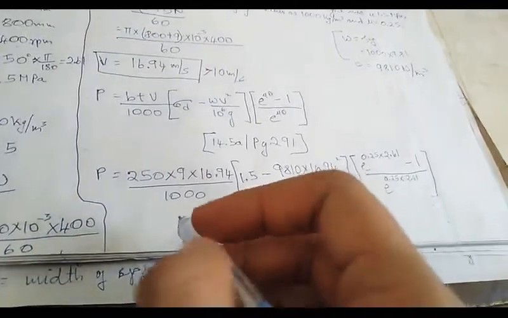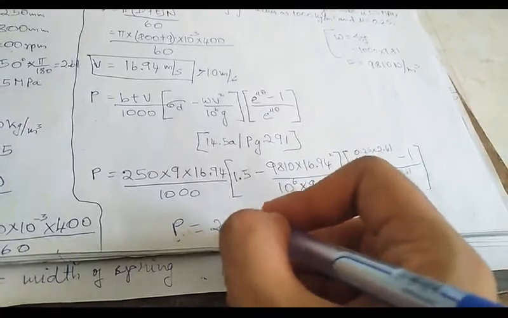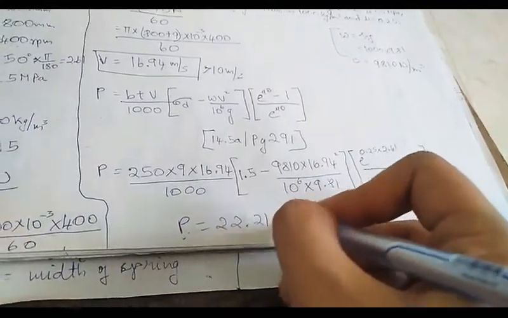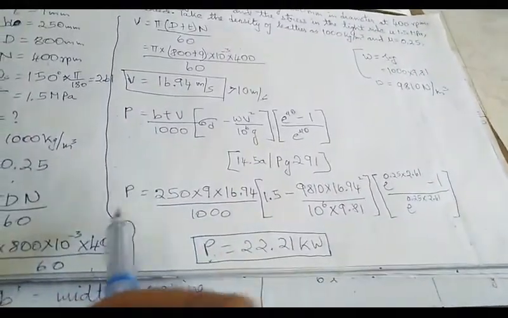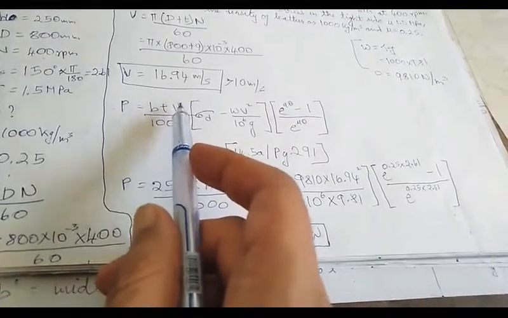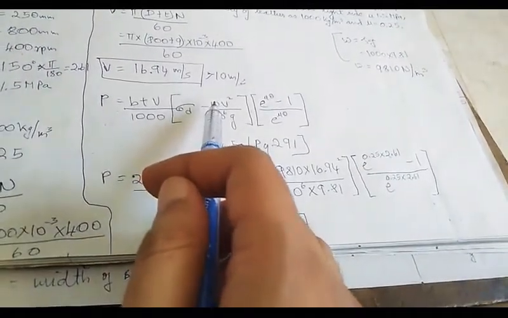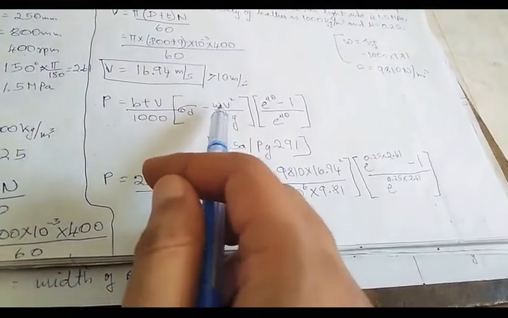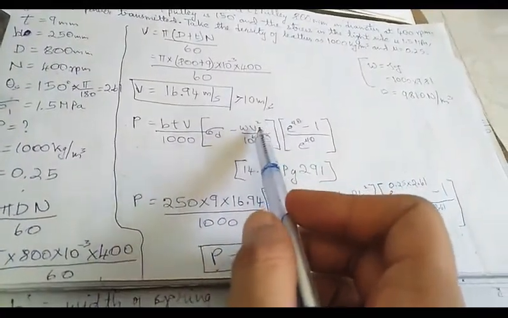So the value of power which is obtained is 22.21 kilowatt. Here you need to substitute B and T in mm and velocity in meter per second, and here W you have to substitute in. Density they have given 1000 kg per meter cube. You have to substitute directly. So V is again in meter.